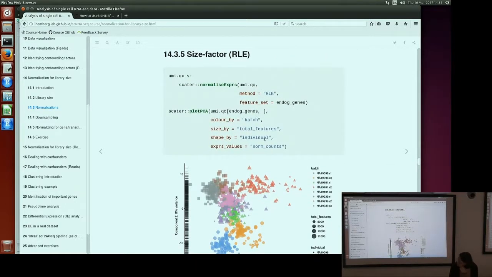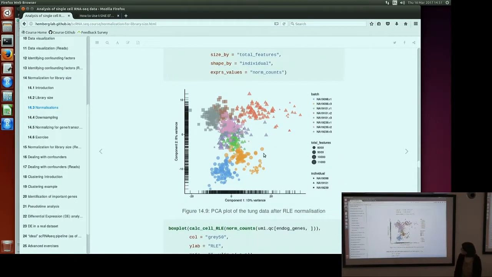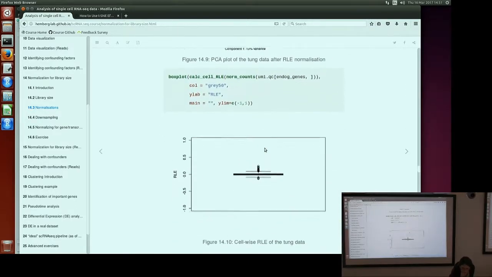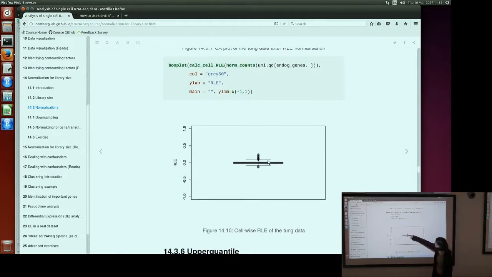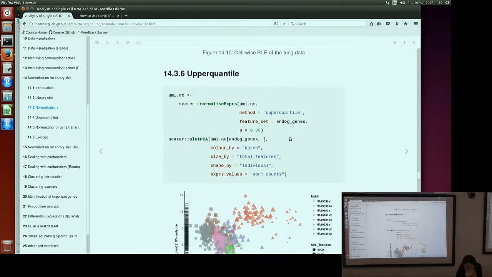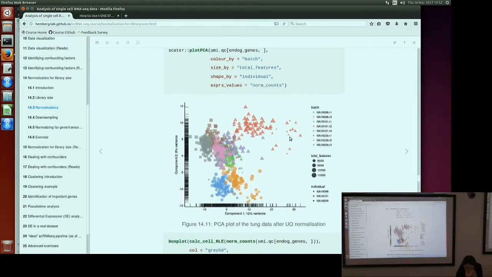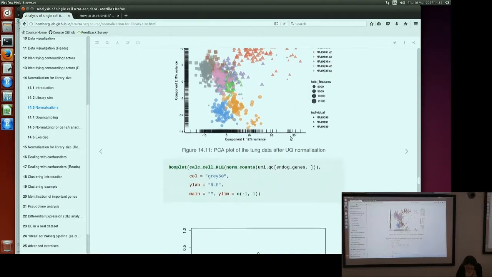Then we have size factors. This is from DESeq, which gives this, which is not as clear. Again, we've got quite a lot of overlap between the patients there. And we've got some more larger RLE values, although not as bad as TMM. And upper quantile, which looks very similar to RLE.